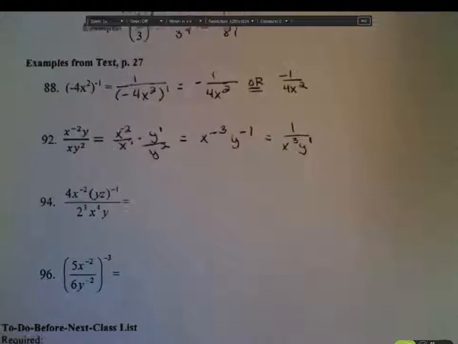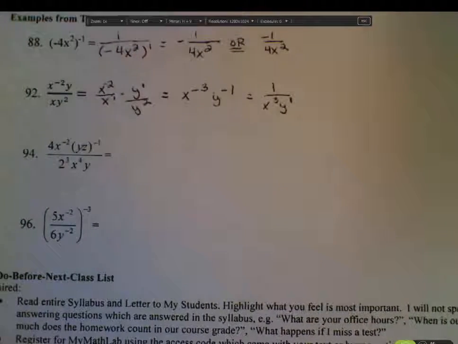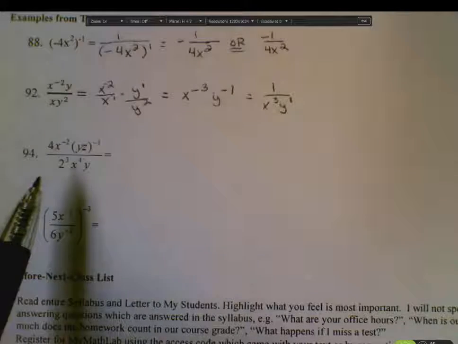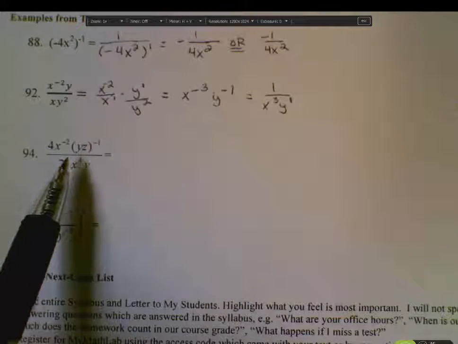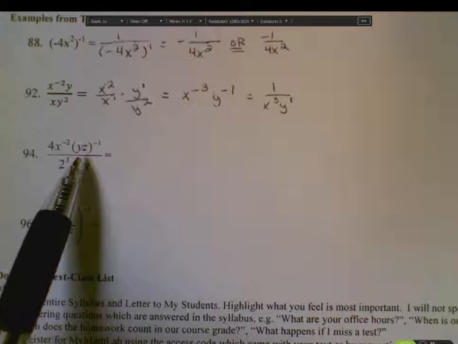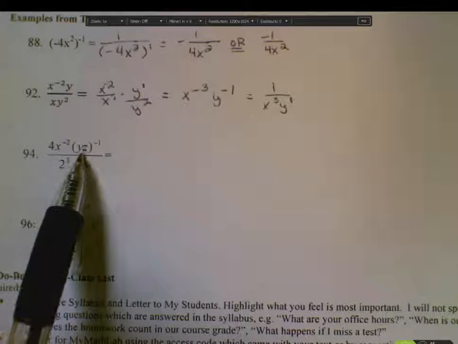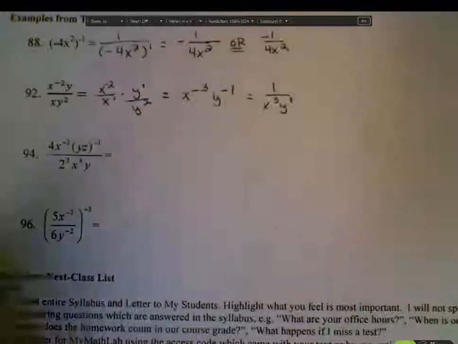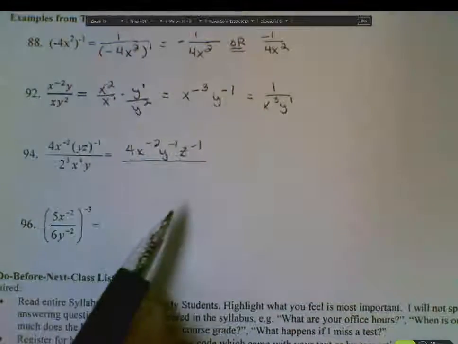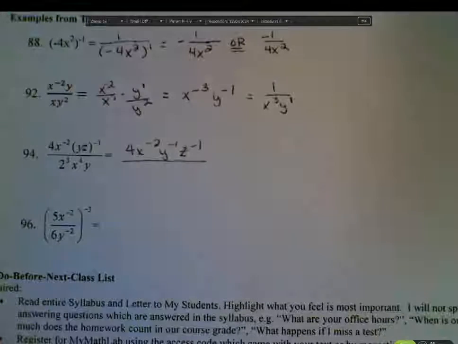All right, 94 uses a combination of a couple rules. By the order of operations, I should remove these parentheses first, and that's a product raised to a power. The first power rule tells me that I can just raise each factor to the power. I can just raise the y to the negative 1 and the z to the negative 1.